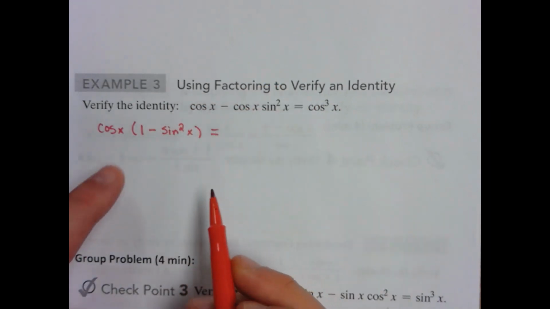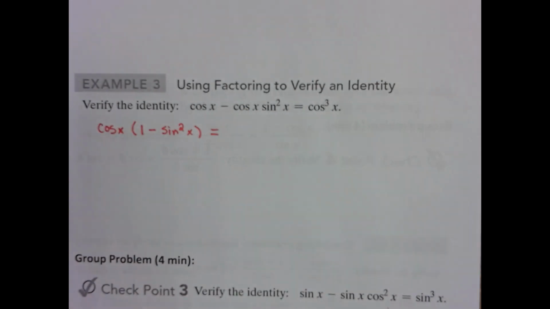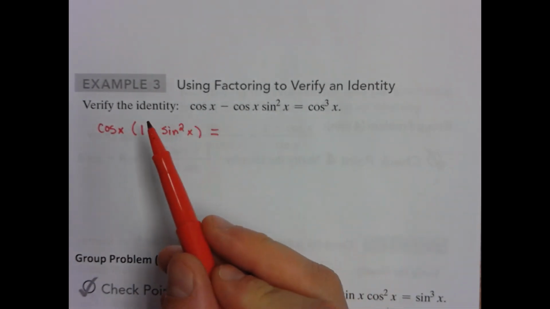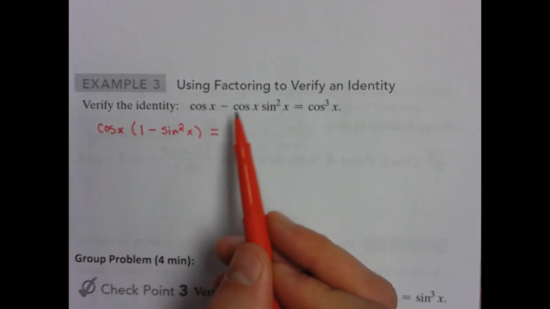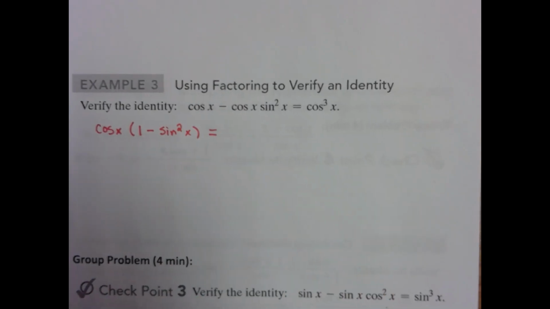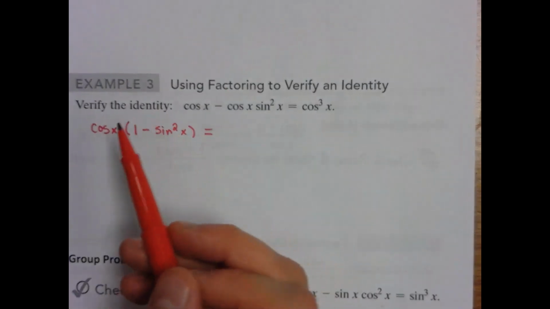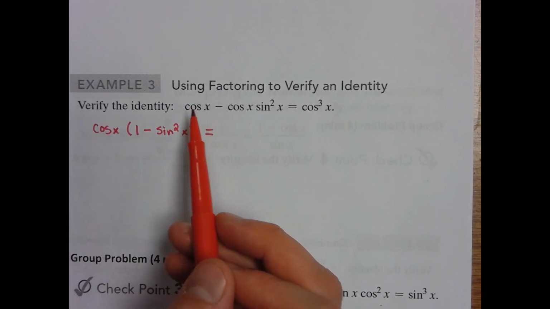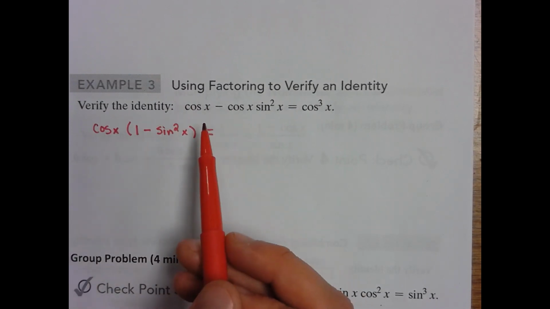Now, that's a quick check. Anytime we factor, this is just the greatest common factor. All I'm doing is pulling away what is the same amongst both terms. In this case, that's a cosine of x. So I'm taking it away, and then basically I'm dividing both those terms by cosine of x.